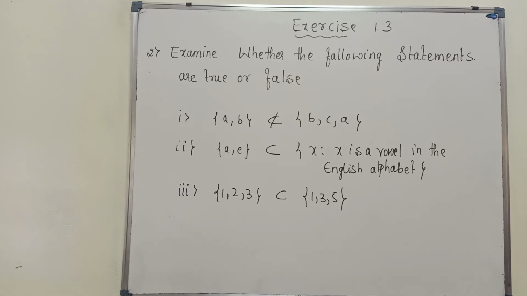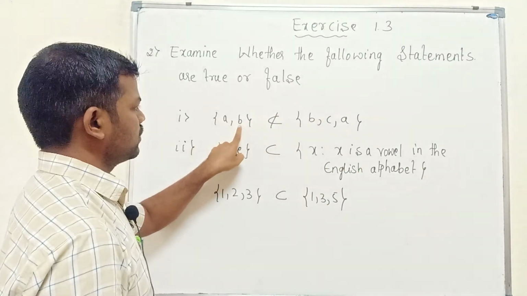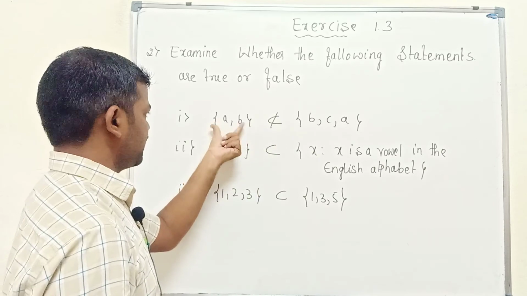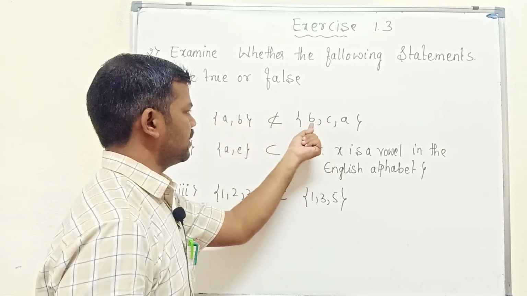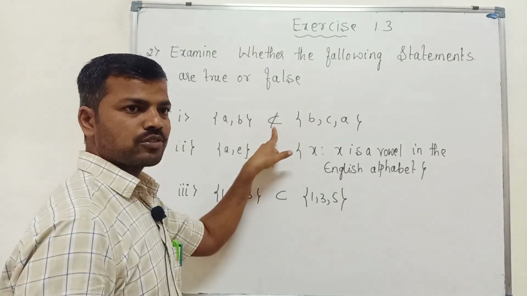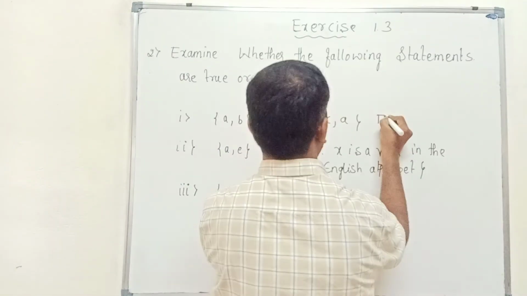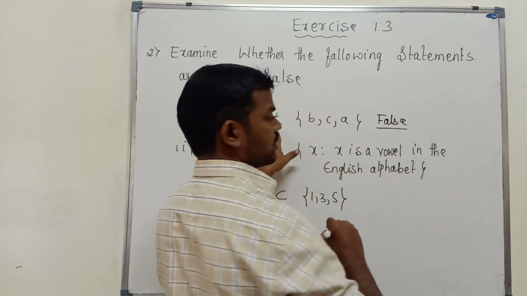So the remaining three are left for you. First I will discuss this. So {a, b}. What they have given is not a subset, but it is a set. The elements of {a, b} are there or not? They are there, so it should become a subset. But what they have stated is not a subset, which means it is false.